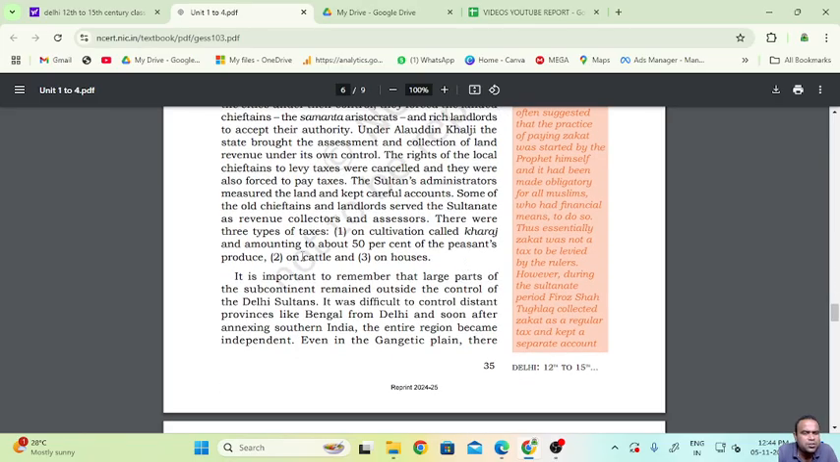Okay, the main three types of taxes were very important: on cultivation, called kharaj, amounting to about 50% of the peasants' produce; on cattle; and on houses.